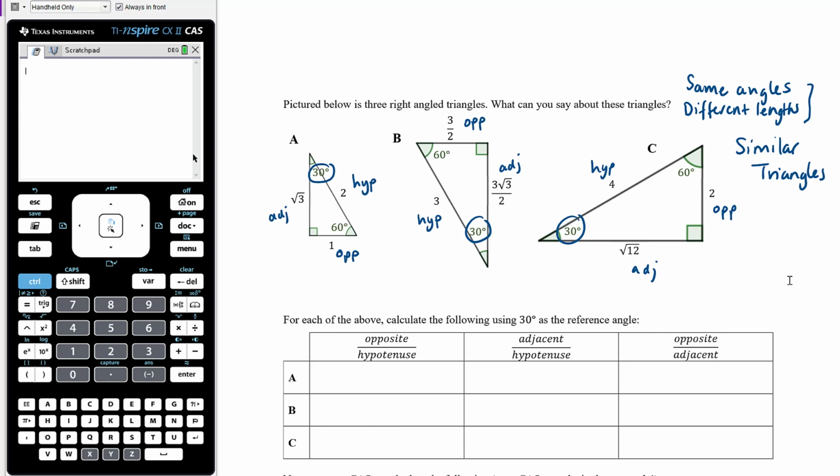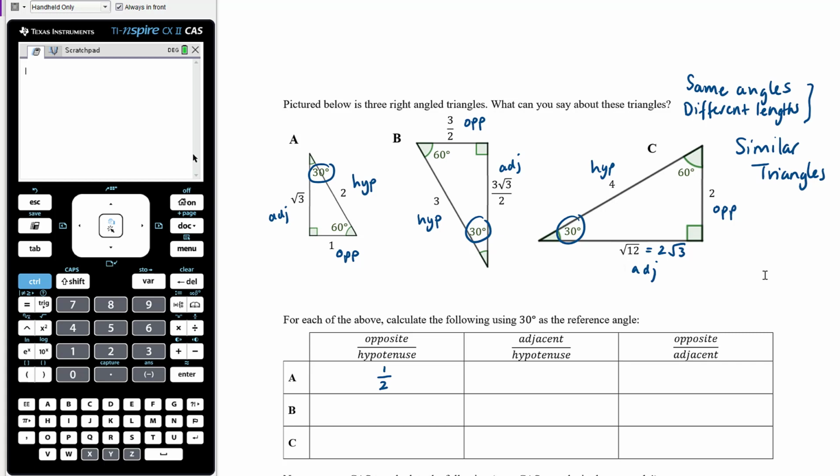Adjacent. I might write this as, what was this? 2 root 3. Just simplify that. Okay, so for each of the above, we want to calculate the following using 30 degrees as the reference angle. Okay, so we want to do the opposite length divided by the hypotenuse. So in triangle A, that's going to be 1 divided by 2.